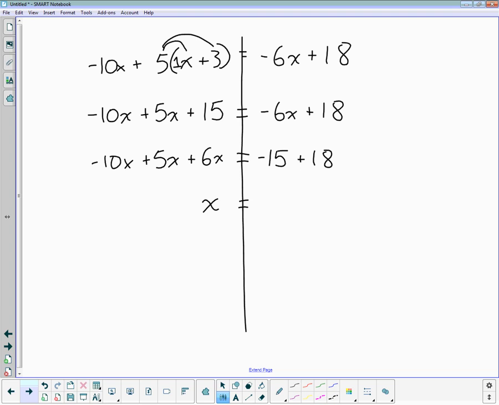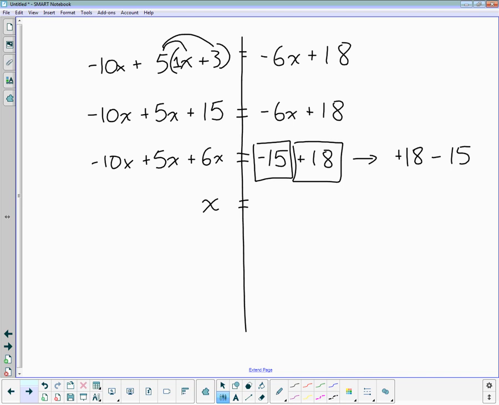Now worry about your negatives on this right-hand side. You've got negative 15 and 18. You can rearrange them as long as you keep the symbol with the number. What I have in boxes is the same thing as positive 18 minus 15. And that might be more comfortable for most people.